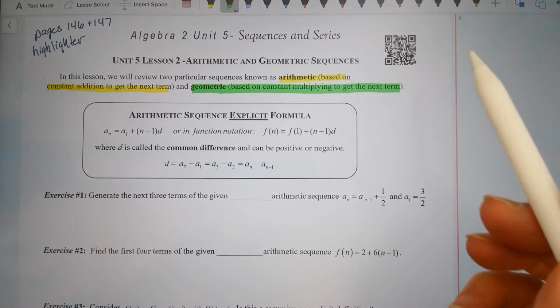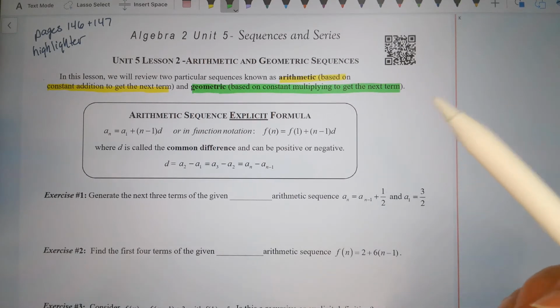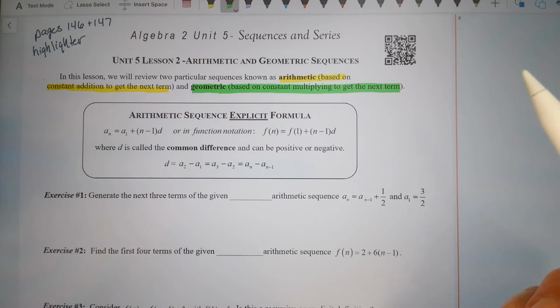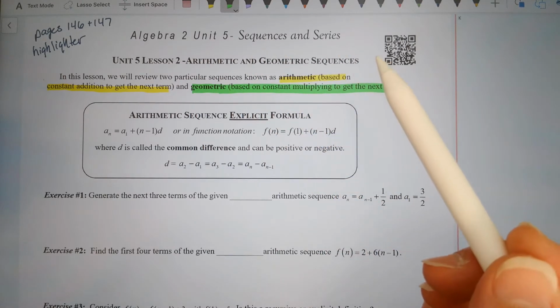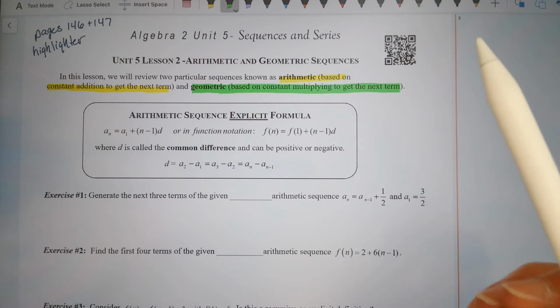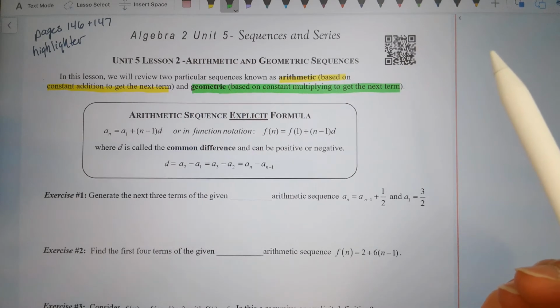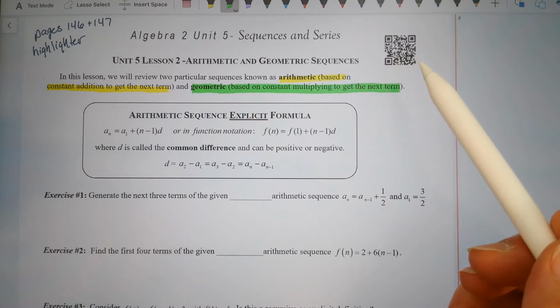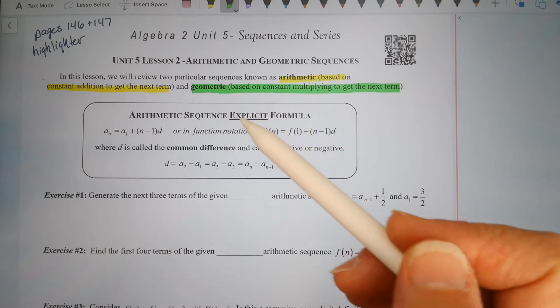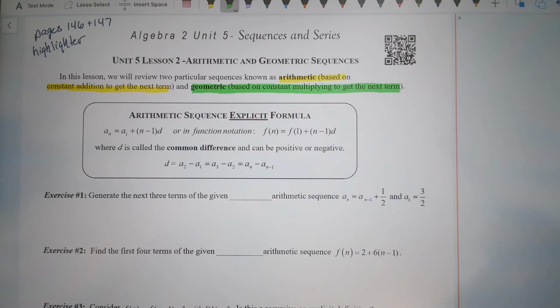It's very important. Now, you worked with both of these sequences in Algebra 1, and whenever you're talking about an arithmetic sequence, you're adding the same thing to get the next term. Now, that addition could be a positive number or a negative number. And when you're talking about a geometric sequence, you're multiplying by the same number to get the next term. And again, that multiplier could be a whole number, or it could be a fraction, in which case, if you're multiplying by a half, that's the same as dividing by 2.